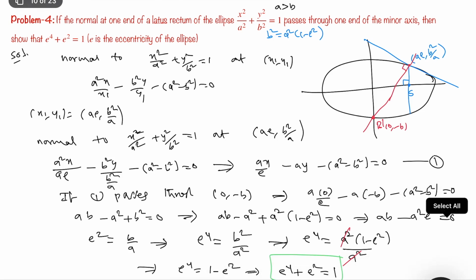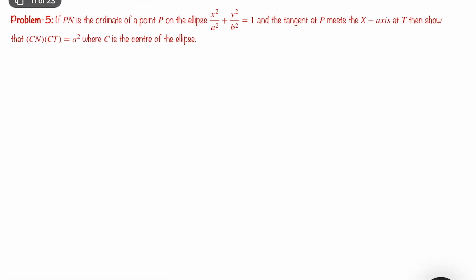Fine. Next, problem 5. If Pn is the ordinate of a point on the ellipse x square by a square plus y square by b square equal to 1, and the tangent at P meets the x-axis at T, then show that Cn times Ct equal to a square, where C is the center of the ellipse.